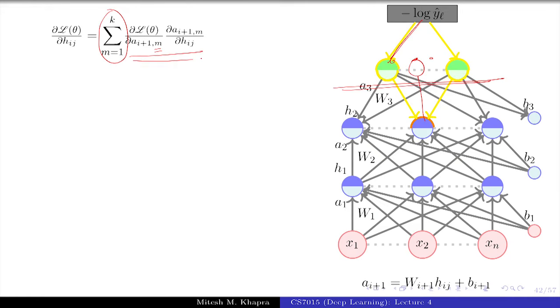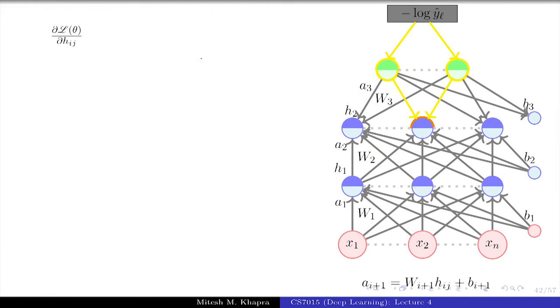So I'm interested in this quantity. That means I'm interested in the partial derivative of this loss function with respect to this guy. And this guy is nothing but h_ij. That much is clear? It is the jth unit of the ith hidden layer. In fact, this is actually h22, so my i is equal to 2 and j is equal to 2.